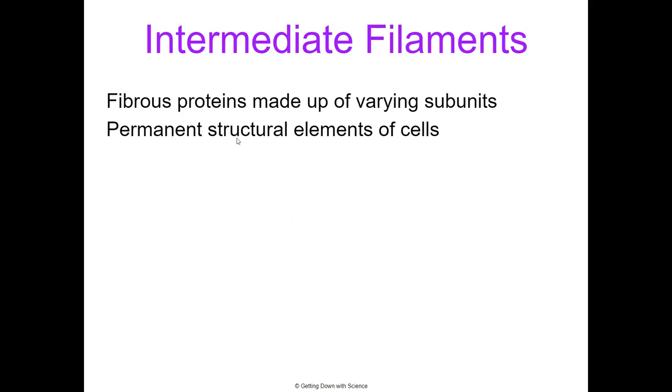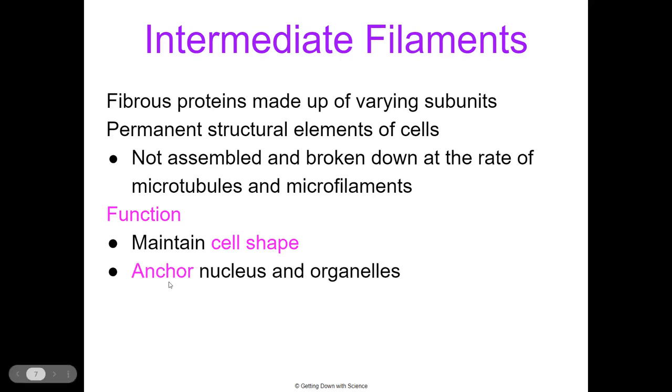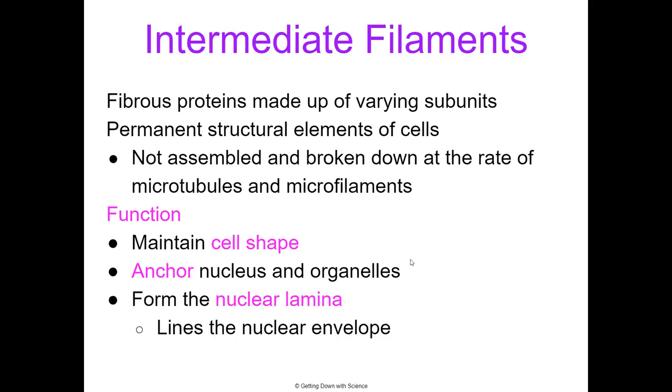We're going to find these as permanent structures within the cell. So we're not going to assemble and break them down like the microtubules and microfilaments will be. These basically, once they're built, they're going to stay there until they're just no longer needed for any reason. So these are really about maintaining that cell shape so it's not just collapsing. And this is important in terms of anchoring the nucleus and other organelles within the cell. And it also forms the nuclear lamina, which is kind of the lining for that nuclear envelope.